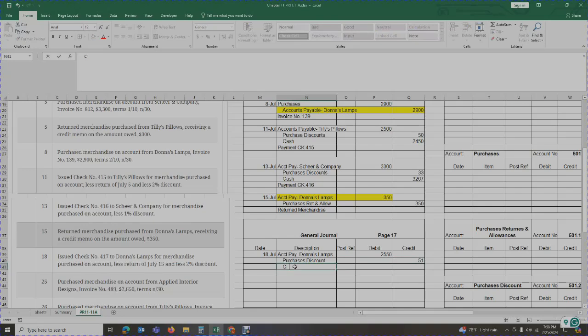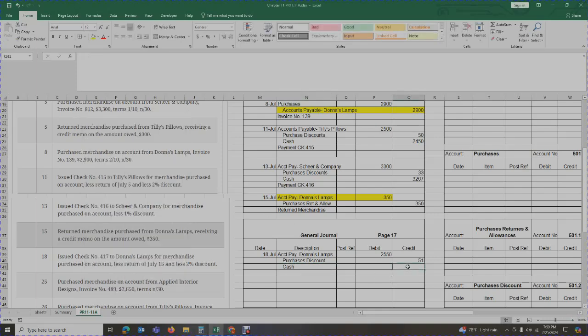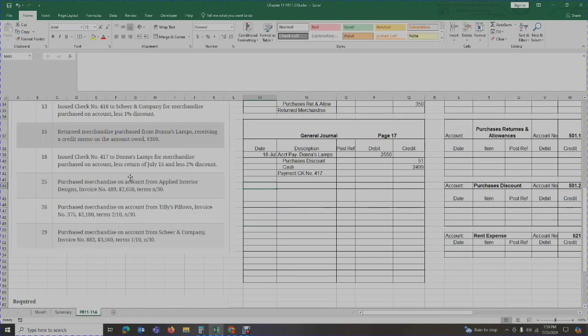Okay. So I owed $2,550, but then I got a discount of $51 for paying early, or paying within the 10-day mark. So that means that I am going to pay in cash $2,499. So this is payment with check number 417. So that happened on the 18th.